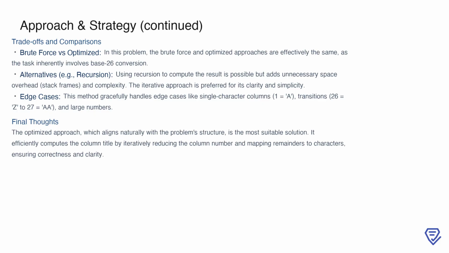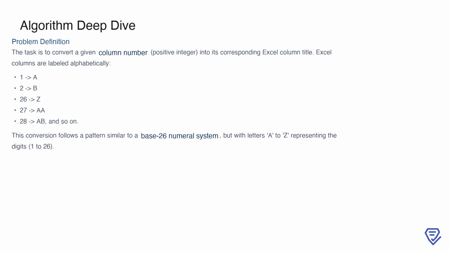Overall, the optimized iterative approach is the most suitable solution. It captures the essence of the problem, efficiently computes the column title, and maintains clarity, providing an elegant and reliable solution. In this problem, our goal is to convert a given column number into its corresponding Excel column title.